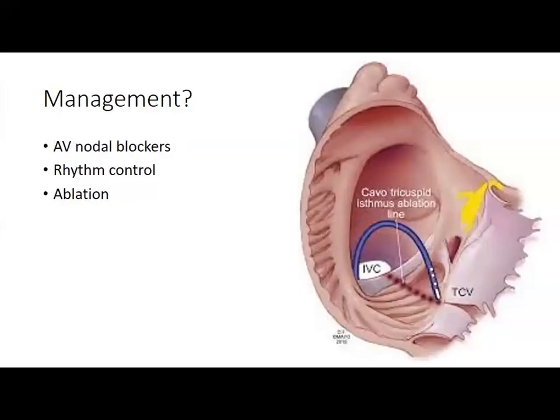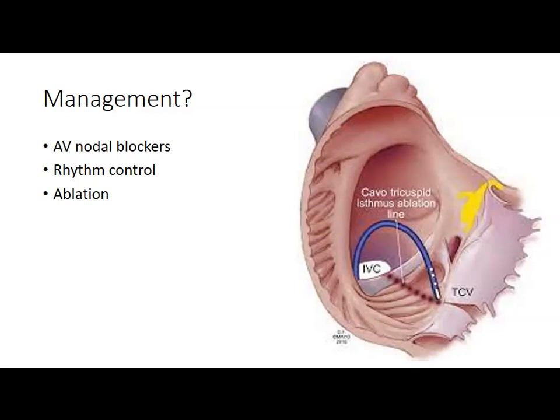So how do you manage aflutter? AV nodal blockers are going to be your mainstay for acute flutter. But compared to AFib, it's a lot less reliable. Your beta blockers, your calcium channel blockers are not going to work as well for flutter as they do for fib. So you may find yourself in those situations where, gosh, we've given them a lot of metoprolol, a lot of diltiazem, and we really can't control that rate. It's not uncommon. You're not doing anything wrong.